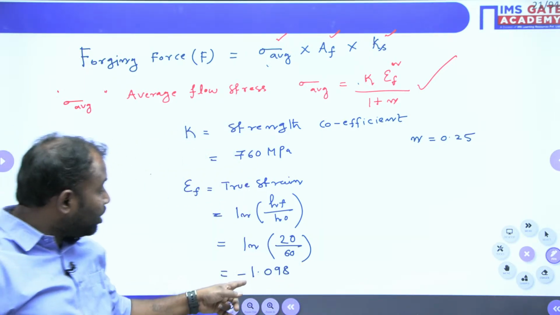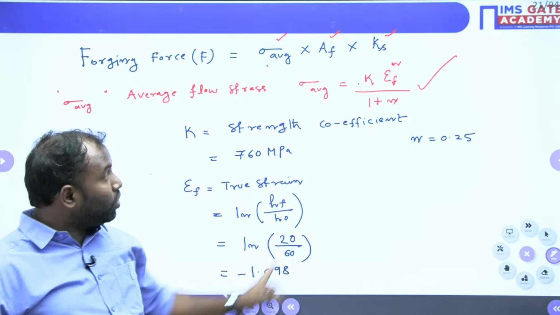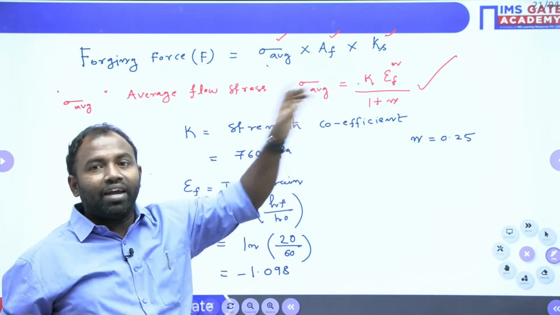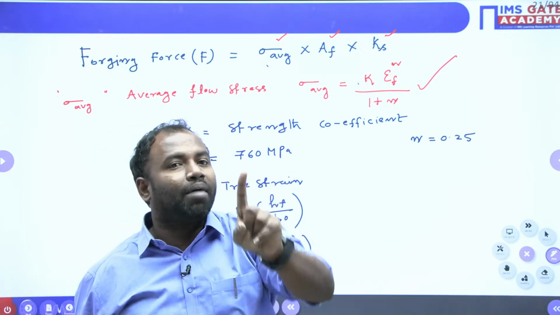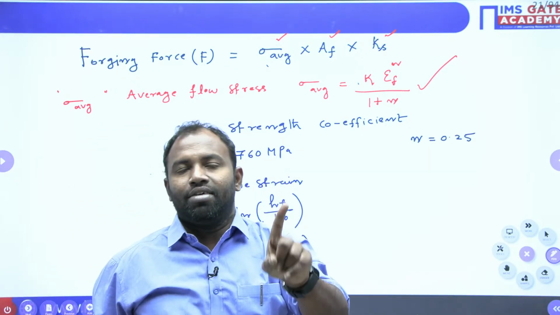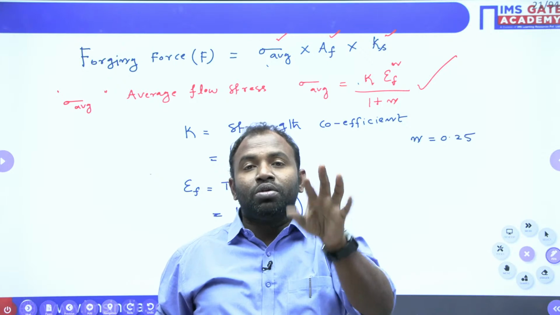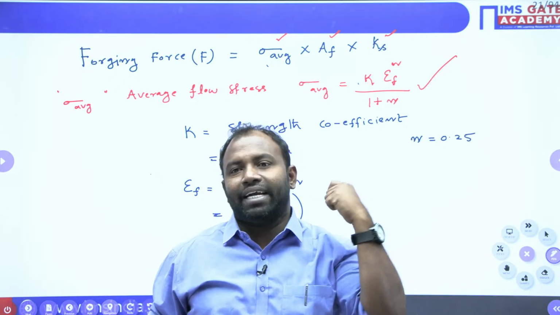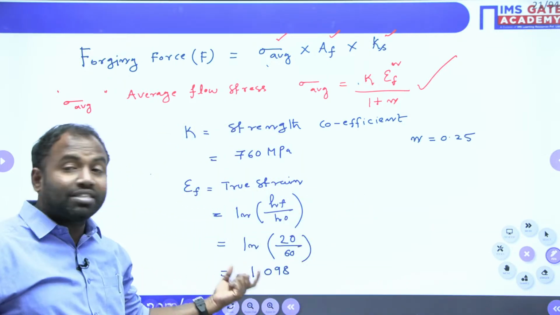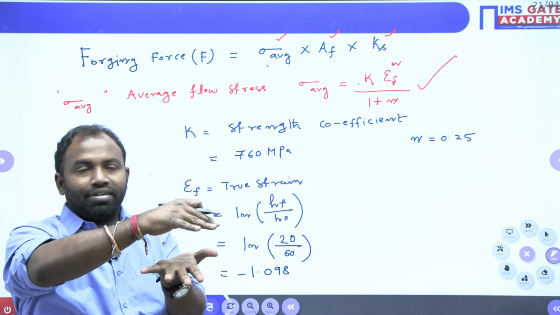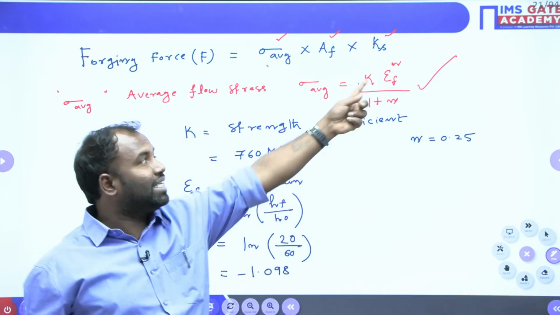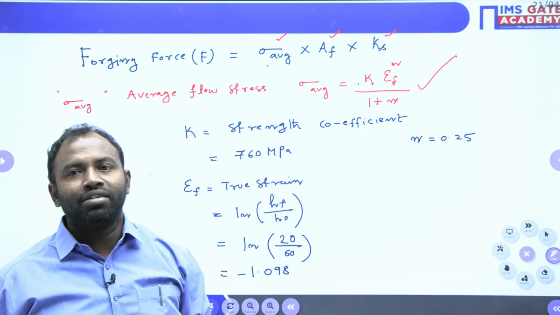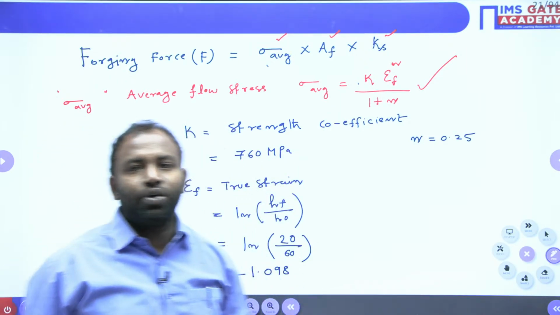While you are substituting your true strain, don't keep it negative. The negative sign is only for showing the direction, that means either it is compression or tensile. Here the minus is coming, which means it is compressive. That is the reason why you take only 1.098 as the true strain. Clear, everybody? Hope you understand all. Okay, thank you very much.